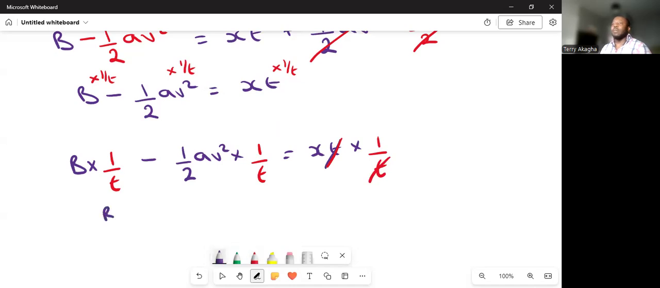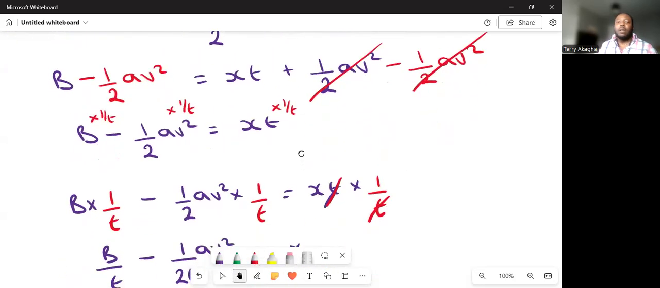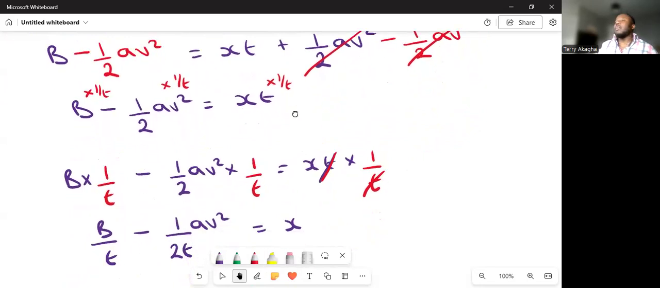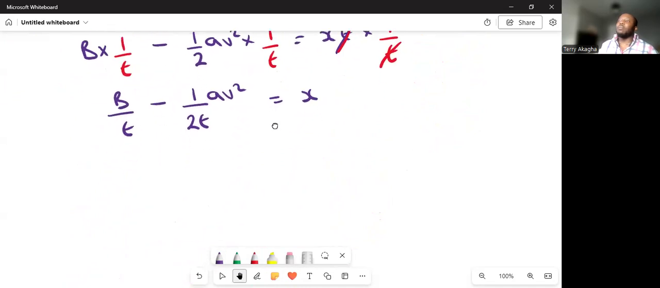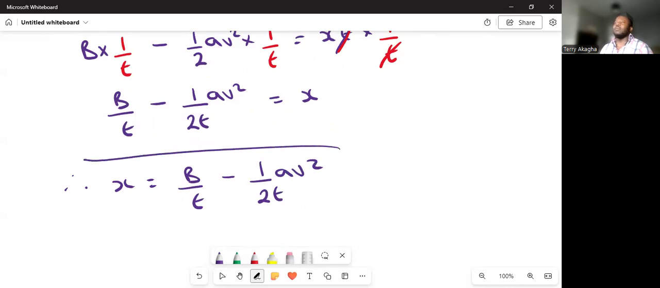Then you're going to have b/t minus 1/2t av squared. Are you seeing it? Will be equal to x. Okay. And that will be that for that. So that means the final answer for this, therefore, x is going to be b/t minus 1/2t av squared. And that will be the answer for that.